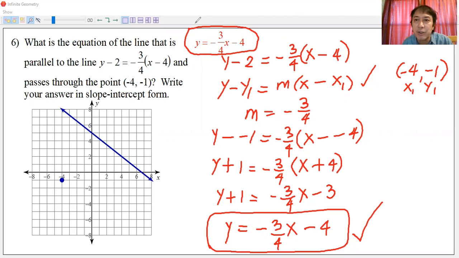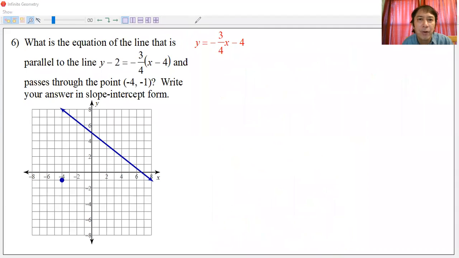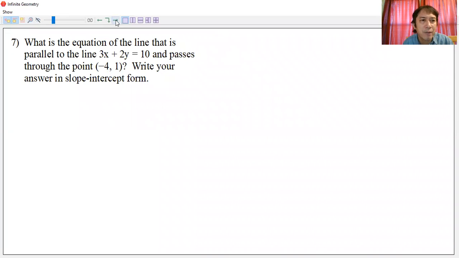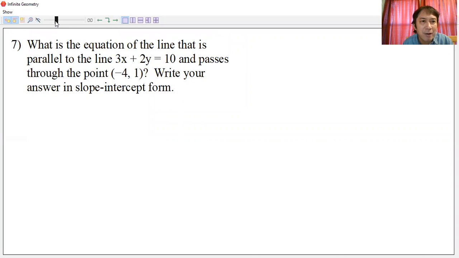Let's continue with the next. Let's clear the screen and proceed to number 7. Here is number 7. There's no graph, just wordings, so let us read. What is the equation of the line that is parallel to the line 3x plus 2y equals 10 and passes through the point negative 4, 1? Write your answer in slope-intercept form.